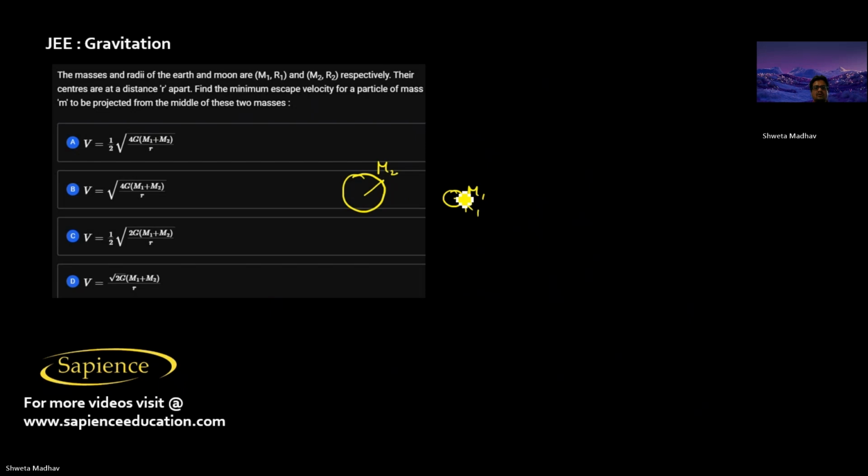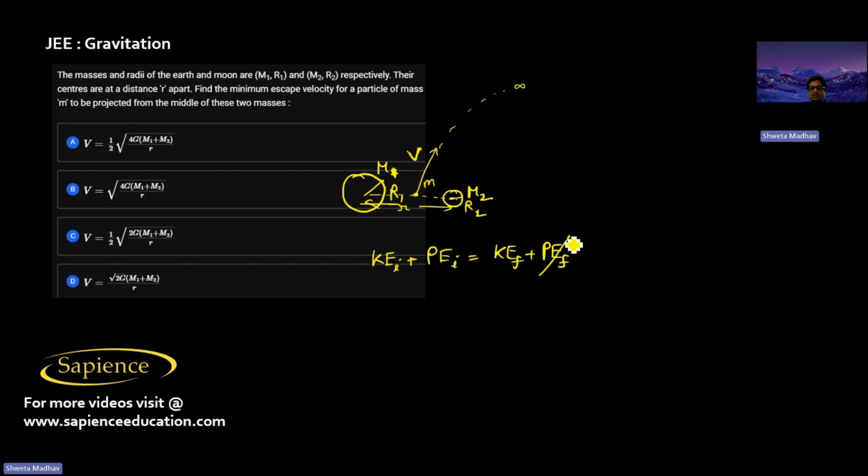Mass of the Moon is M2, radius is R2, and mass of the Earth is M1 and radius is R1. They are at a distance r apart. From the middle of these two, a mass m has to be projected so that it reaches infinity, which means we have to give the escape velocity. So I will say that the initial kinetic energy plus the initial potential energy is equal to the final kinetic energy plus the final potential energy. The final potential energy will be zero at infinity, and the final kinetic energy also we take as zero at infinity, since we need the minimum escape velocity.